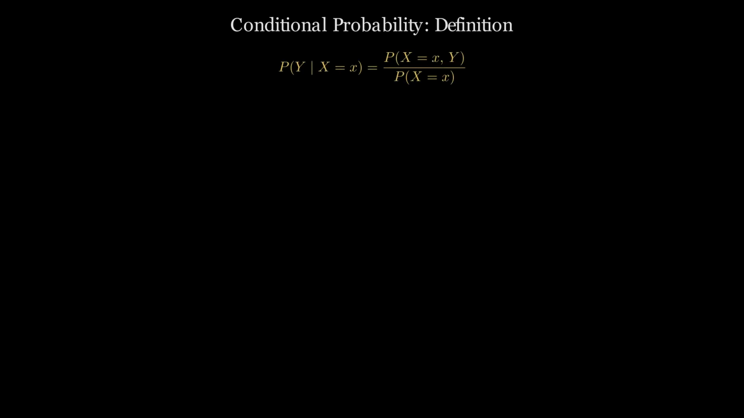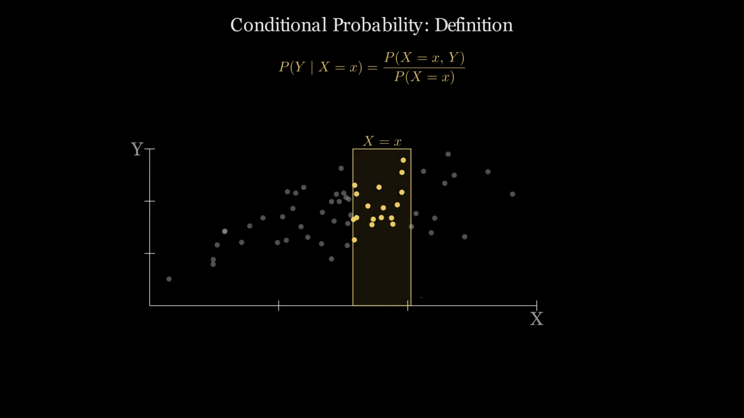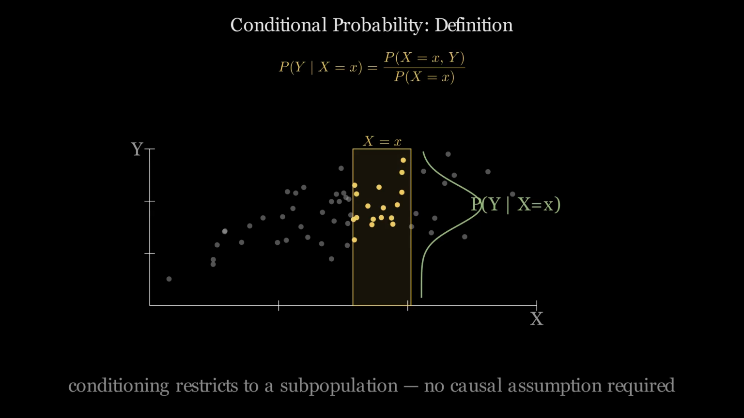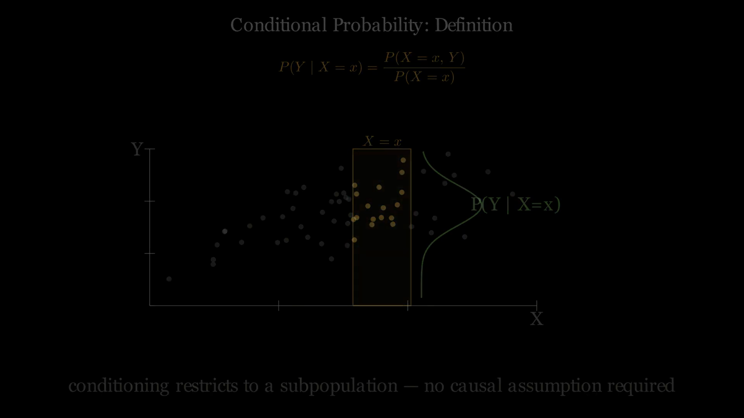Conditioning on an event means restricting attention to outcomes where that event holds. The conditional probability is a ratio of the joint frequency to the marginal frequency. This is a mathematical operation on the observed distribution. No assumption about mechanism or structure is required. Conditional probability answers: among cases where X took this value, what distribution did Y have? It describes a pattern. It does not describe what would happen if you forced X to take that value.